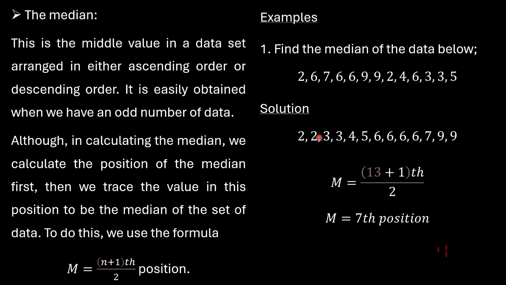Therefore, we count either from the right or from the left to the number in the 7th position. Here I'm going to count from the right: 1, 2, 3, 4, 5, 6, 7. Here 6 is the number in the 7th position. Therefore, the median here is 6.